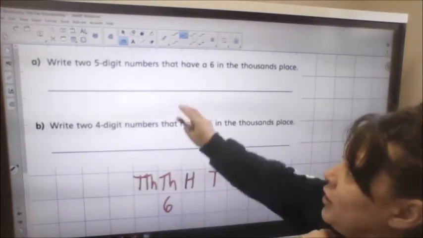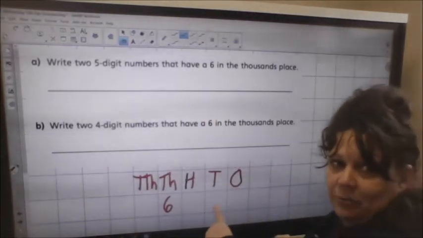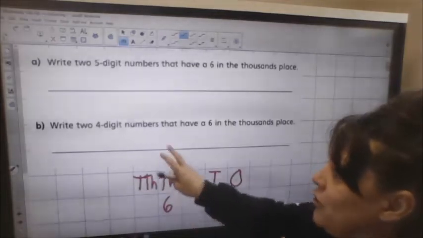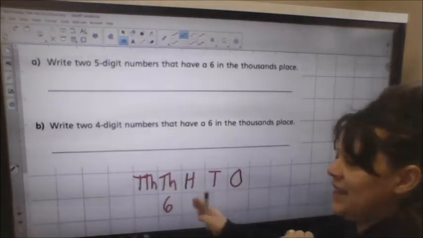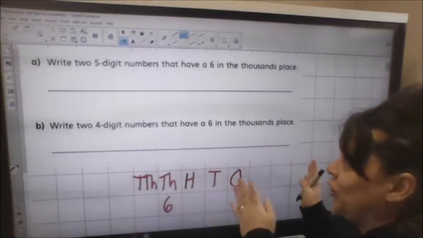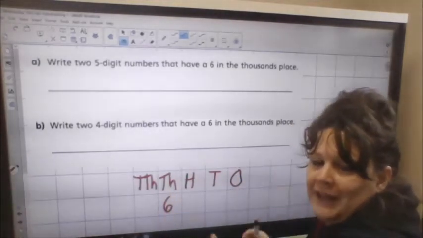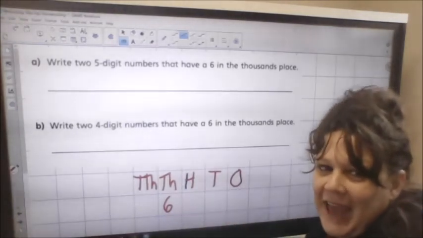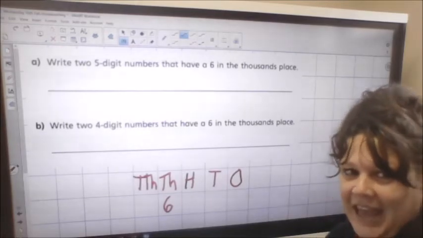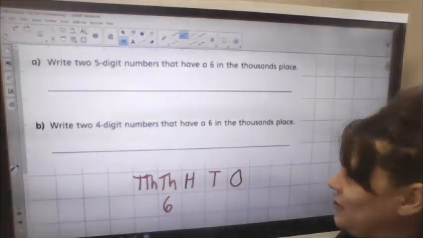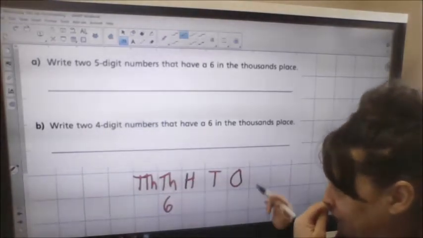Okay, so 2 5-digit numbers that have a 6 in the thousands place, and then you've got to do 2 4-digit numbers that have a 6 in the thousand place. So you're looking all the time for a 6 in the thousand place. Draw your grid, put your numbers in. Okay, have a little go. Okay, hopefully you've got lots of fantastic numbers there. I'll just show you quickly a couple from each.